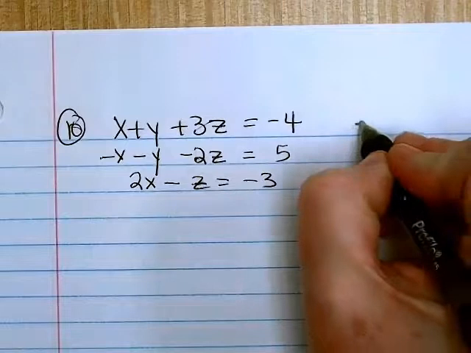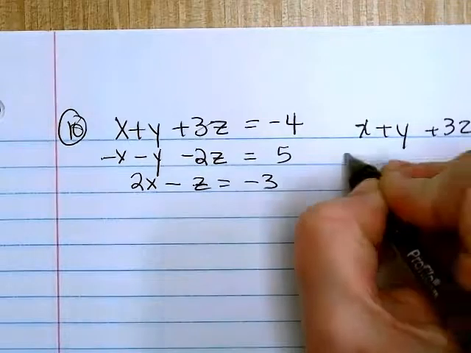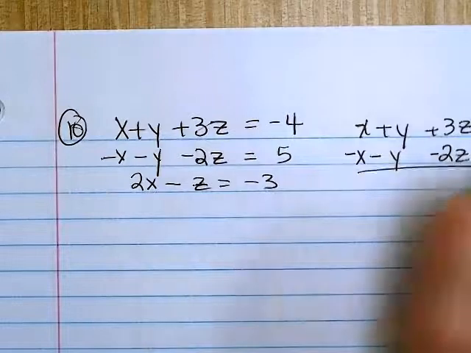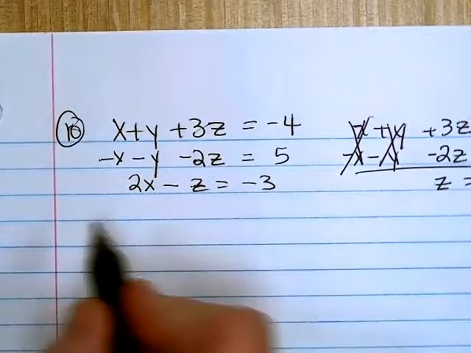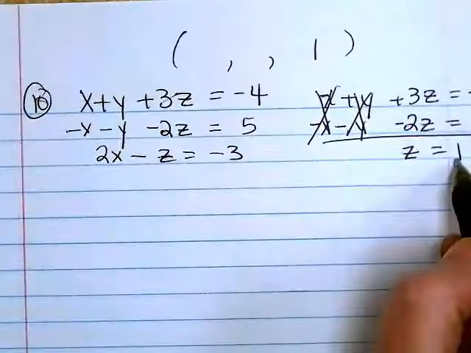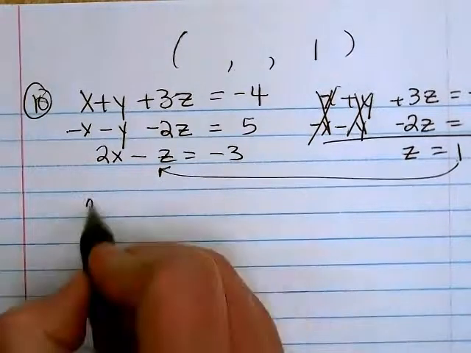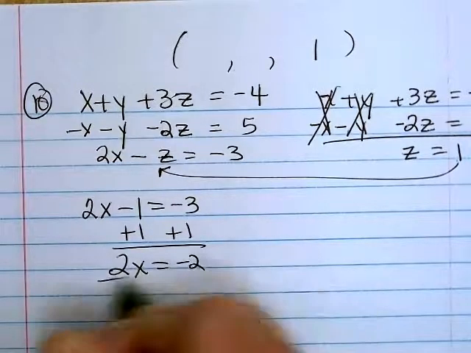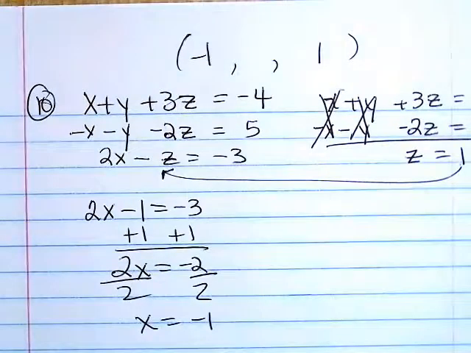So let's do that here. It's x plus y plus 3z is negative 4. And negative x minus y minus 2z is 5. And when I combine them, I get z equals 1. Okay, well, if z is 1, here's my answer. It's got to be 3 things. I got 1 for z. Take that 1, use it in that equation, you can figure out x. X is negative 1.